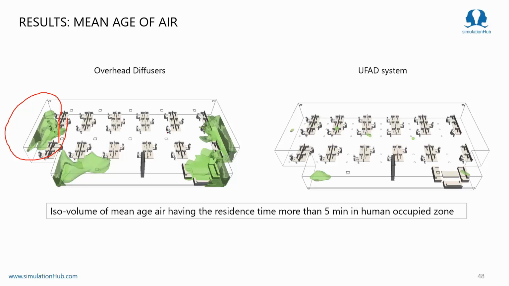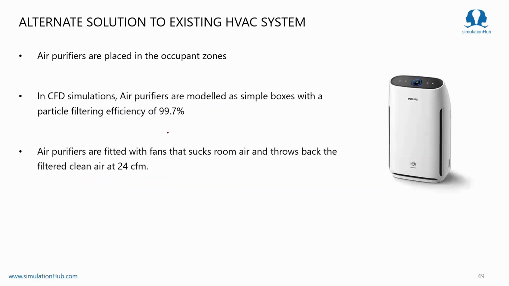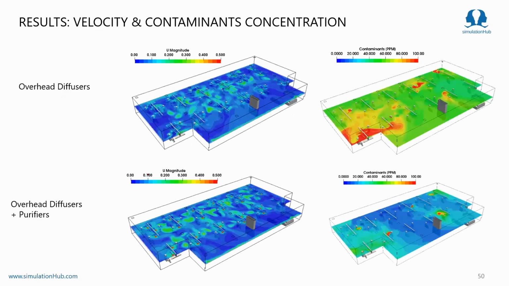To address this problem, we also performed another simulation containing a portable purifier placed on each table, with an efficiency of 99.7%, which is equal to a HEPA filter, and a suction flow rate of 24 CFM. Now let's analyze the results in detail.